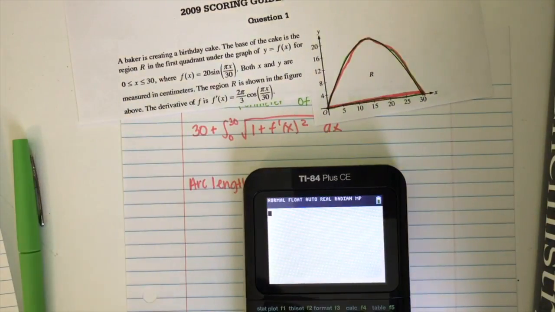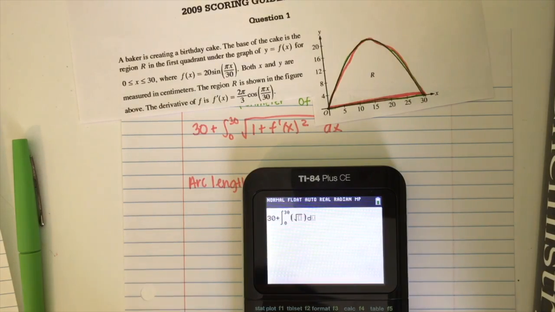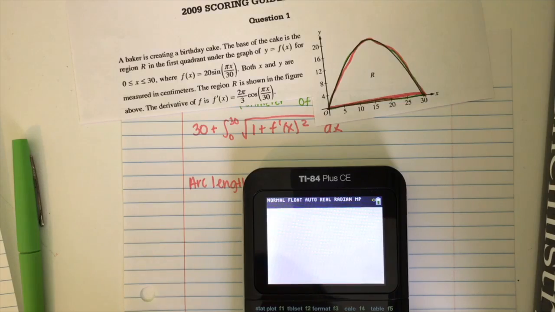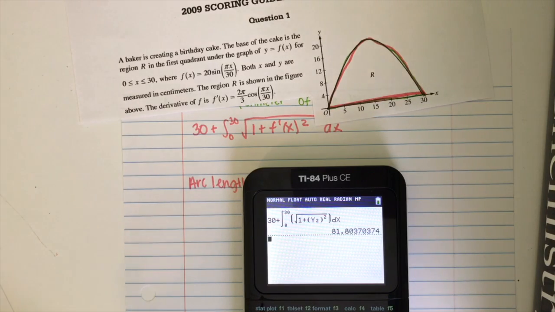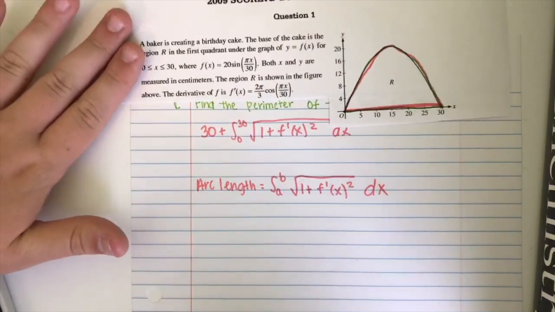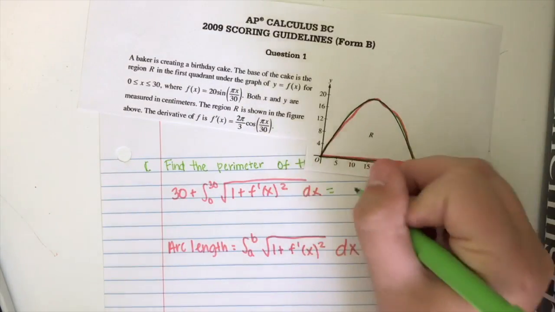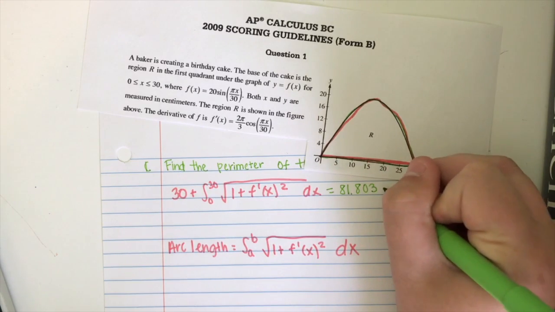Then you can just plug this whole thing, 30 plus the integral from 0 to 30 of the square root of 1 plus the derivative, which I put in y2, squared dx. And you get 81.803. And in the beginning, it also told you that both x and y are in centimeters. So when you add it, you still just have centimeters. So it's 81.803 centimeters.